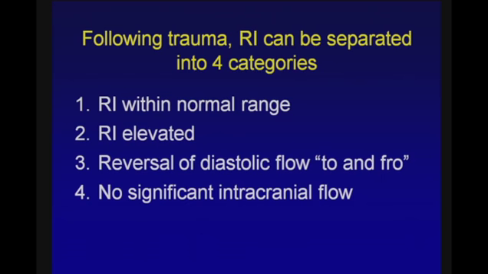So let's look at this again. Following trauma, resistive indices can be separated into 4 categories. There may be no change. You may get an increase in RI with no flow in diastole. You may actually get a reversal of flow with the diastolic flow below baseline, or you may see no flow at all.